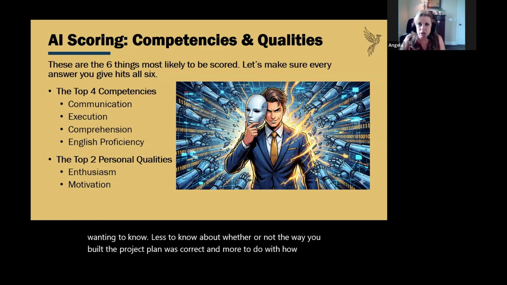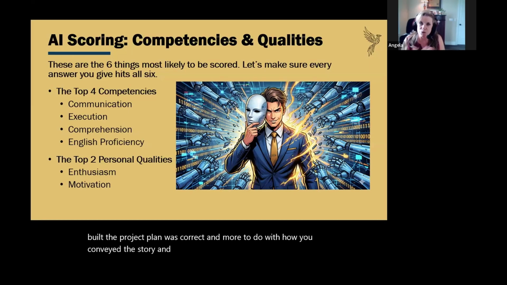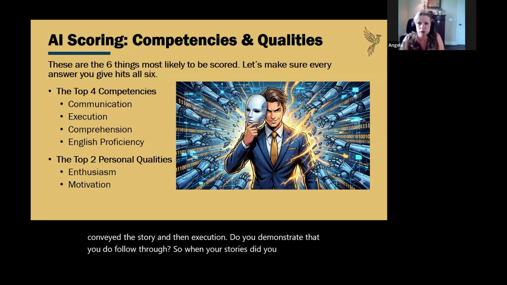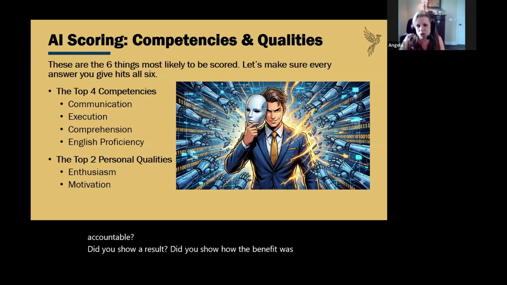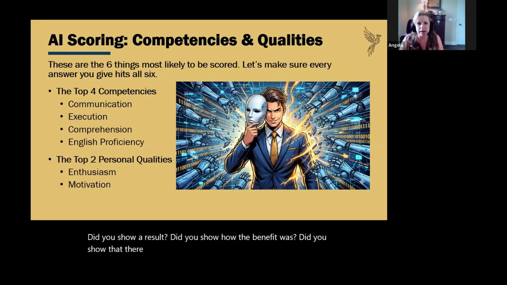And then execution. Do you demonstrate that you do follow through? So in your stories, did you hold yourself accountable? Did you show a result? Did you show how the benefit was? Did you show that there was an execution problem? And this is where things like I did X and it resulted in Y is important whenever you're telling your stories. That's why SARB is so important.